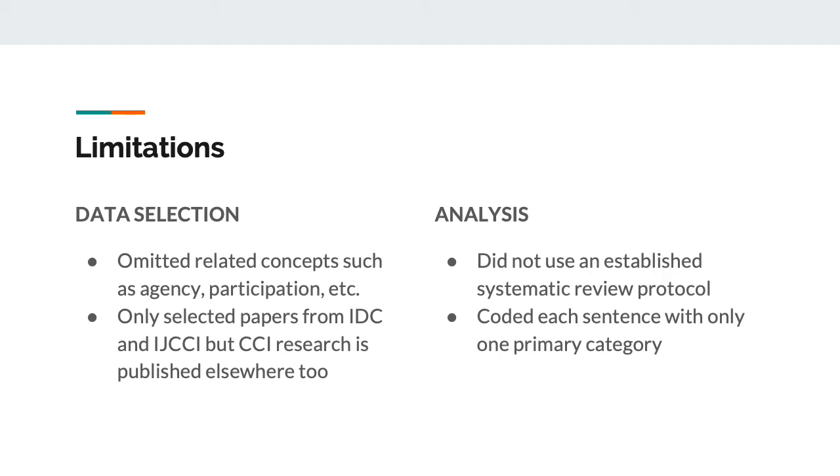As with every study, ours too has several limitations. For instance, we only selected papers from IDC and the CCI journal, and there are, of course, other venues where CCI research is published. But we consider these 2 as the primary international venues for our community. And regarding the analysis, we chose to code each instance of empowerment as belonging to only one primary category, but some instances belong to several categories.